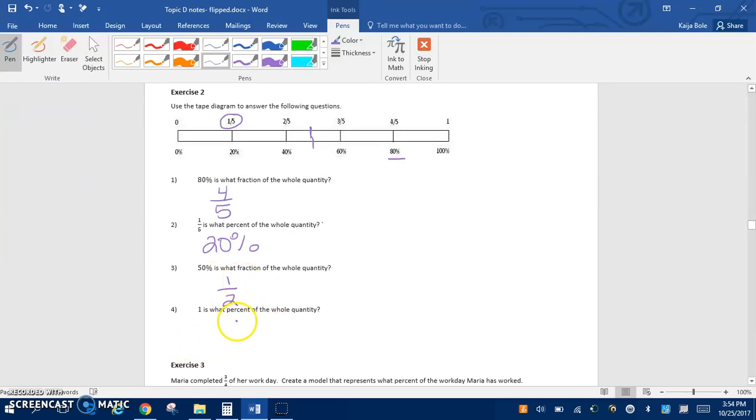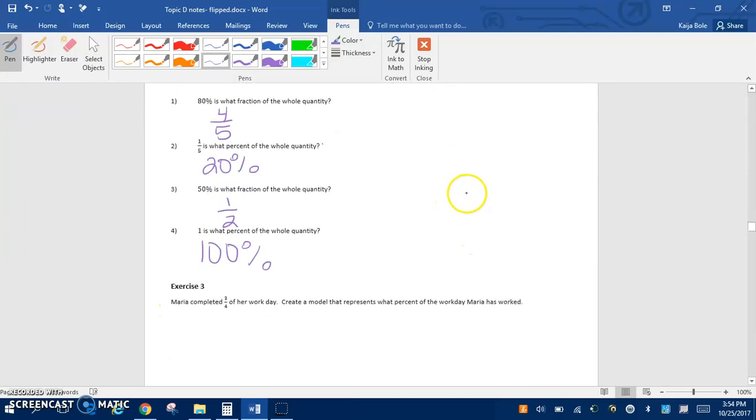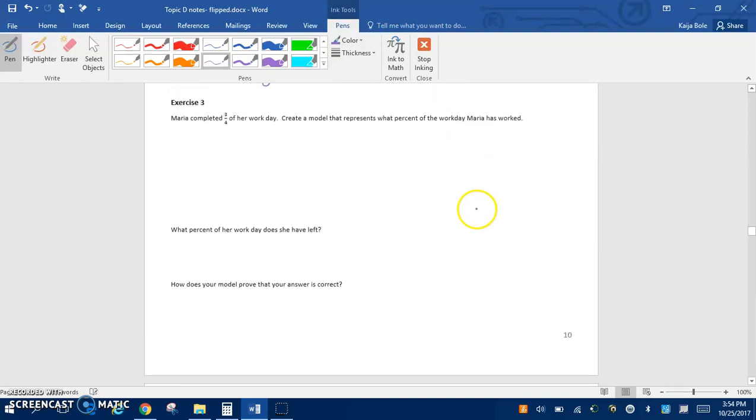And then last one, 1 is what percent of the whole quantity? If we look at 1 over here, 1 is 100%, right? 1 whole. Okay, so let's look at exercise 3 now. Almost there. Exercise 3 says Maria completed 3/4 of her workday. Create a model that represents what percent of the workday Maria has worked.